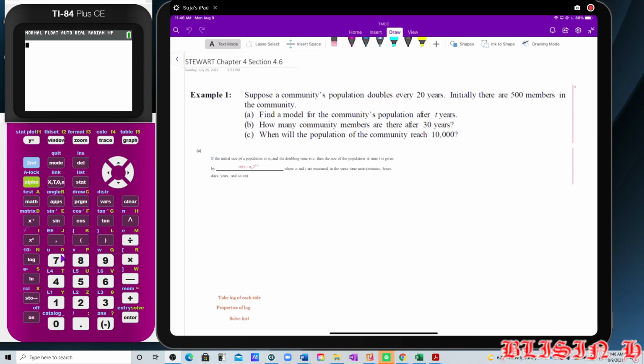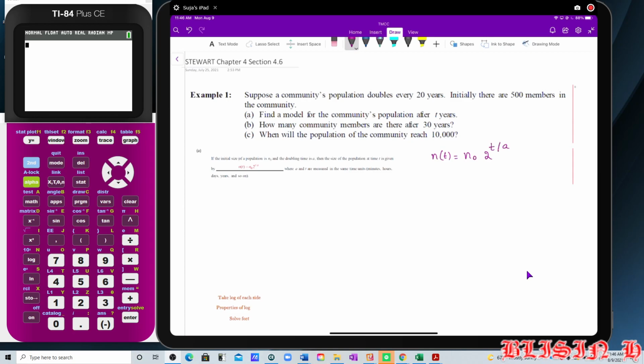To do this problem, I'm going to use the formula that your book has, where in the definition of doubling time, it's given as: the initial size of the population, if it is n0, and the doubling time is a, then the size of the population at time t is given by this formula. N of t is equal to n0 times 2 to the power of t over a.